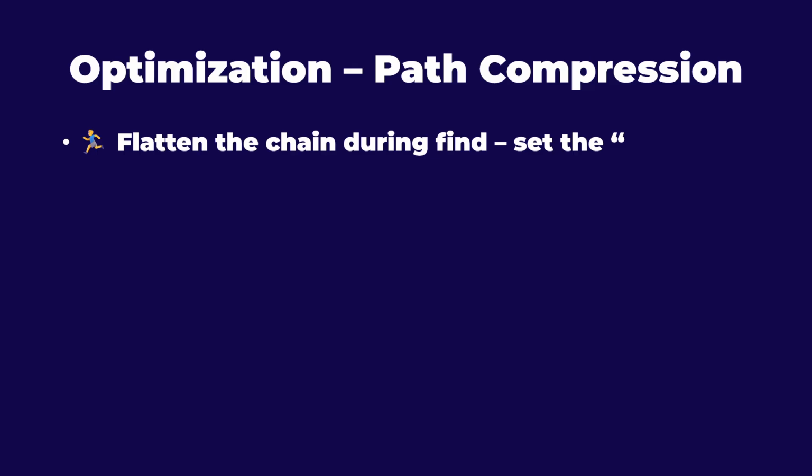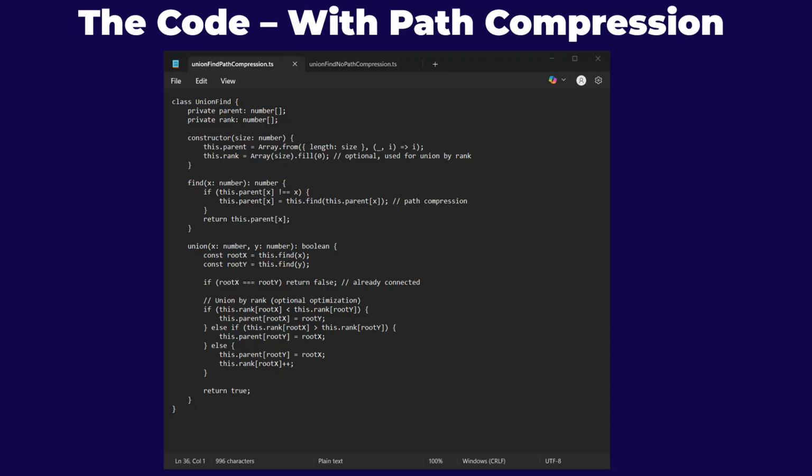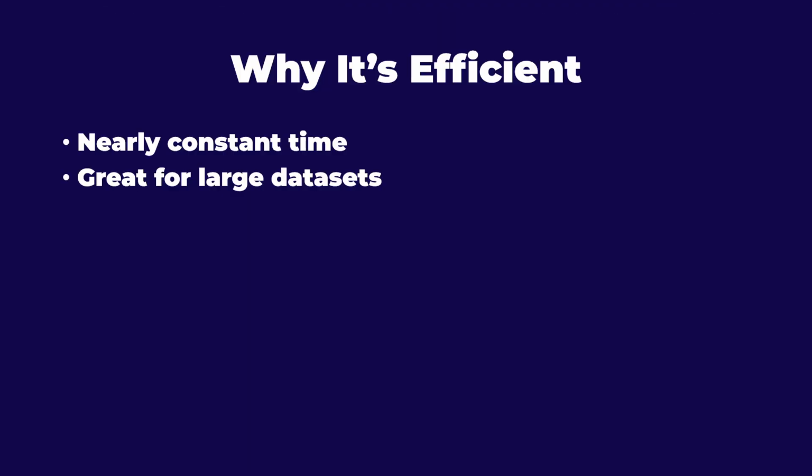But if we keep asking managers up the chain, things get slow. So every time we do a find, we shortcut everyone directly to the CEO. That's called path compression, and it makes future finds faster. Here's the same code as before, but with path compression. With path compression and a few other tweaks, union find is blazingly fast. It's practically constant time for most real-world uses.